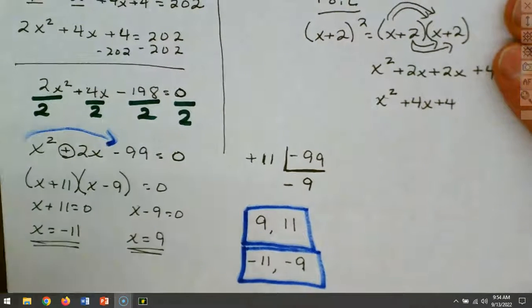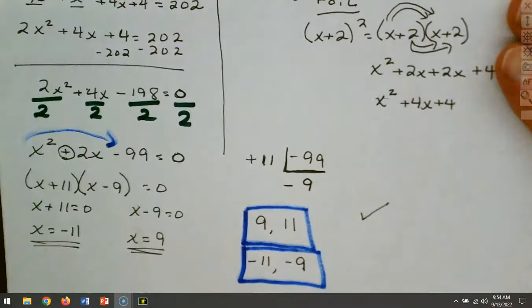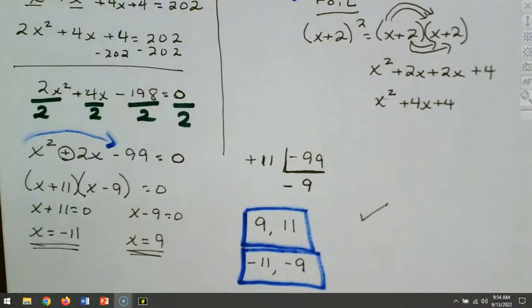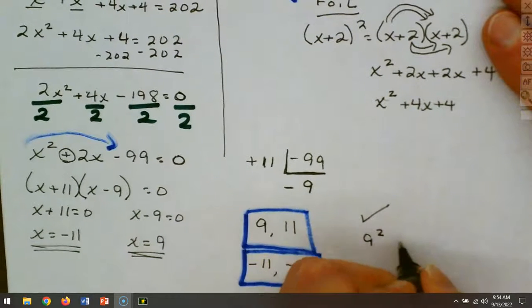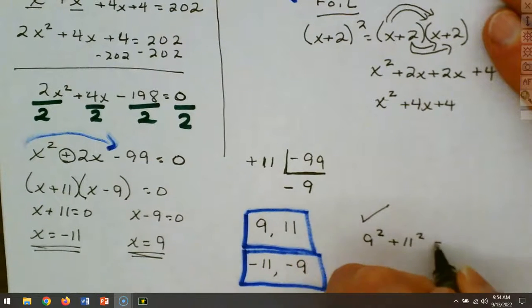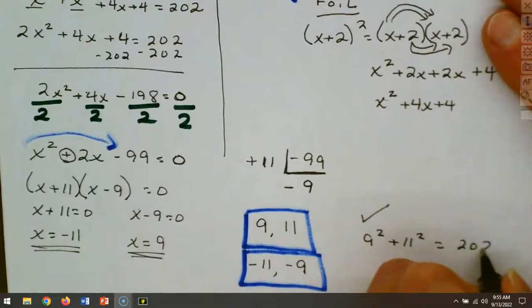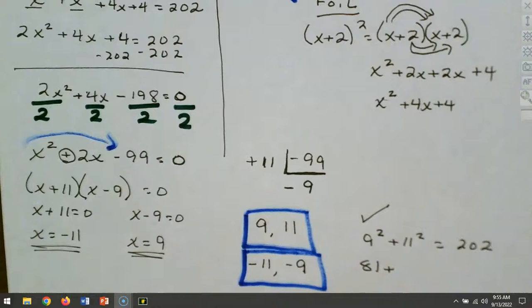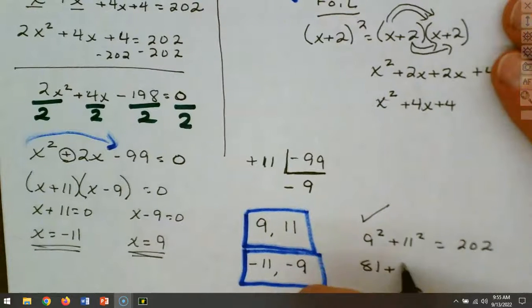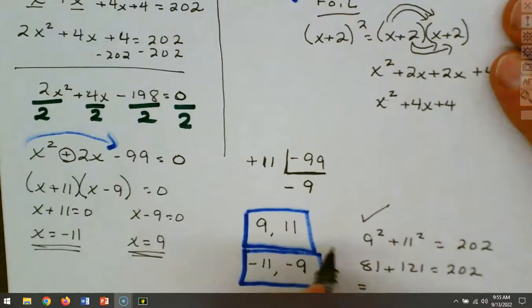How would you check? Well, you can easily check these because when I square them and I add them together, they should give you 202. So we can check that because when we take 9 squared plus 11 squared, it should equal 202. And it does because 9 squared is 81. 11 squared, I believe, is 121. And when I add them together, I end up with 202 equaling 202. So we know it checks out.